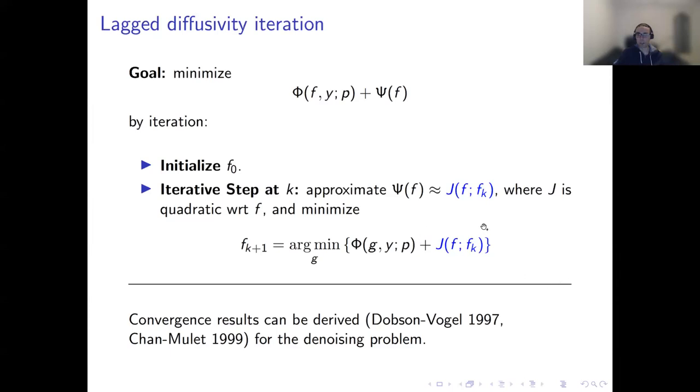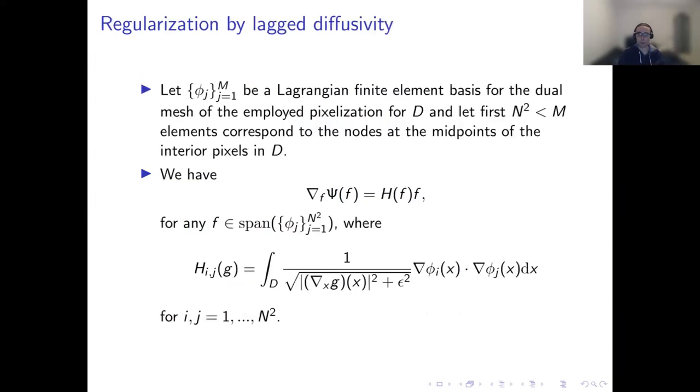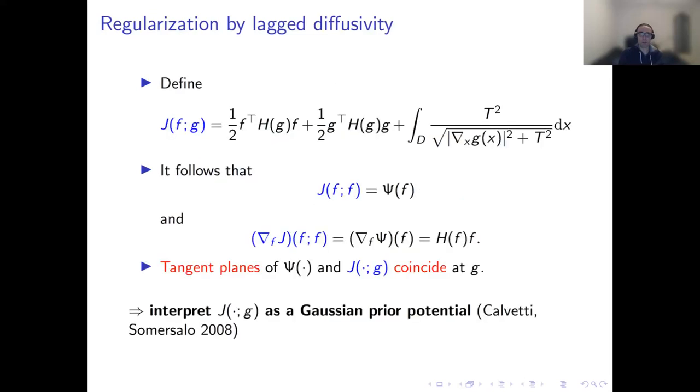But anyway, because you use this iteration where you use these quadratic penalty terms, this brings to mind Gaussian distributions and Gaussian prior distributions in the Bayesian setting. Now, in the interest of time, let me jump over the more specific definition of what these quadratic functionals are, but let me just say that although we came up with this idea independently, we were certainly not the first. For example, to our knowledge, Calvetti and Somersalo already had this idea in 2008. So this is a very nice idea also for general Bayesian inversion.